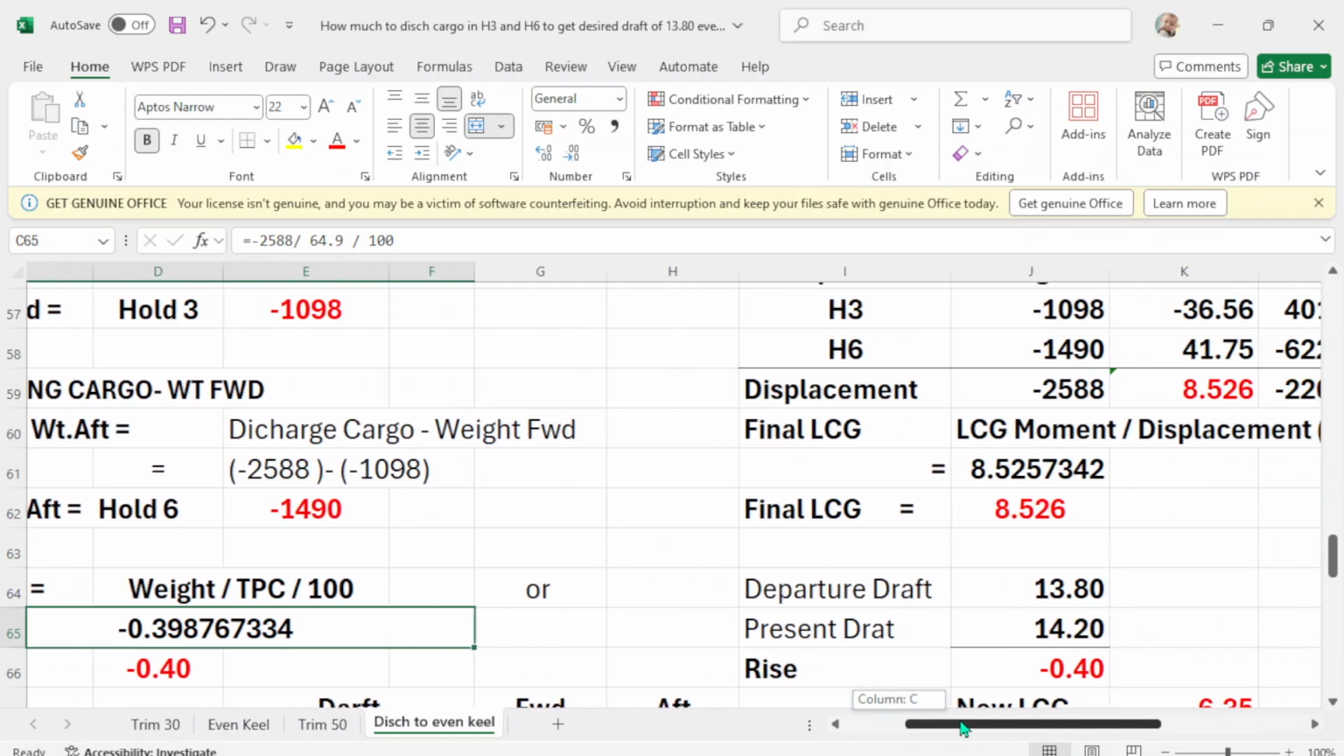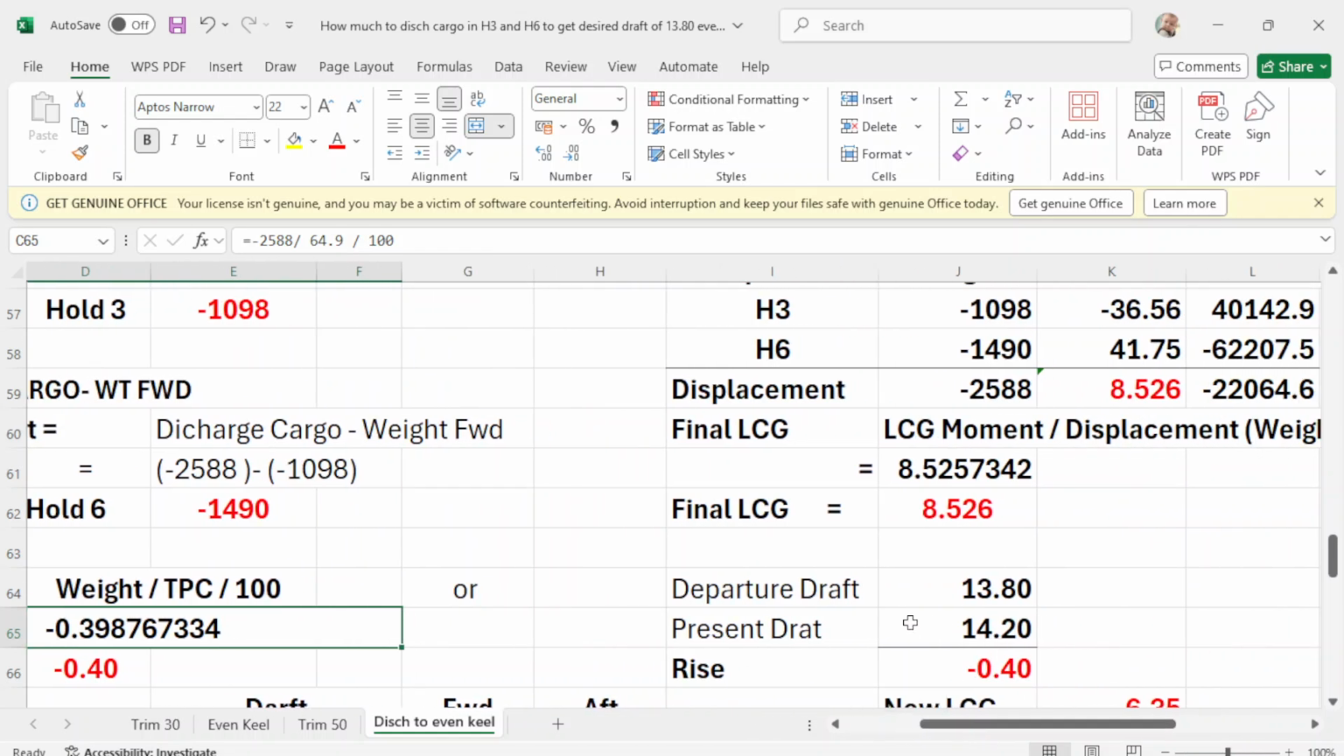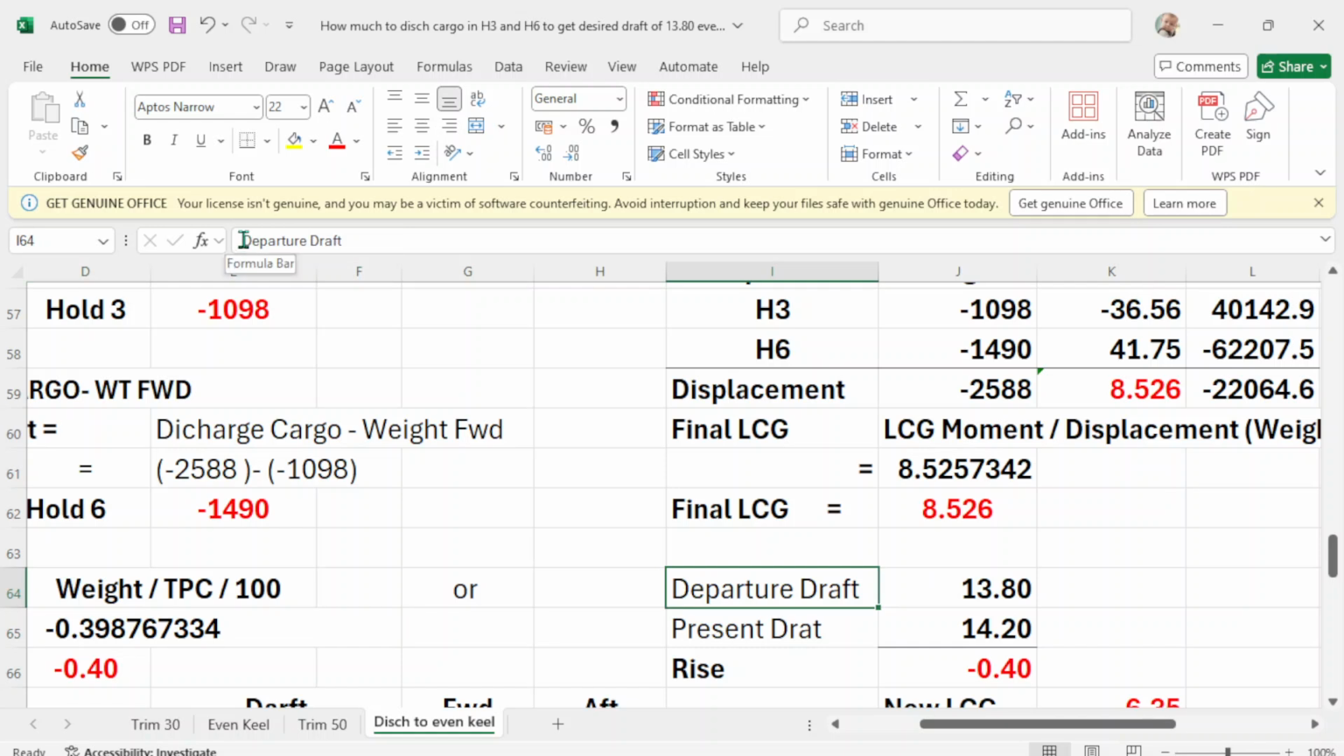And another formula here, your departure draft. Your present draft is 14.20 minus your departure draft, or your target draft. What is target draft?